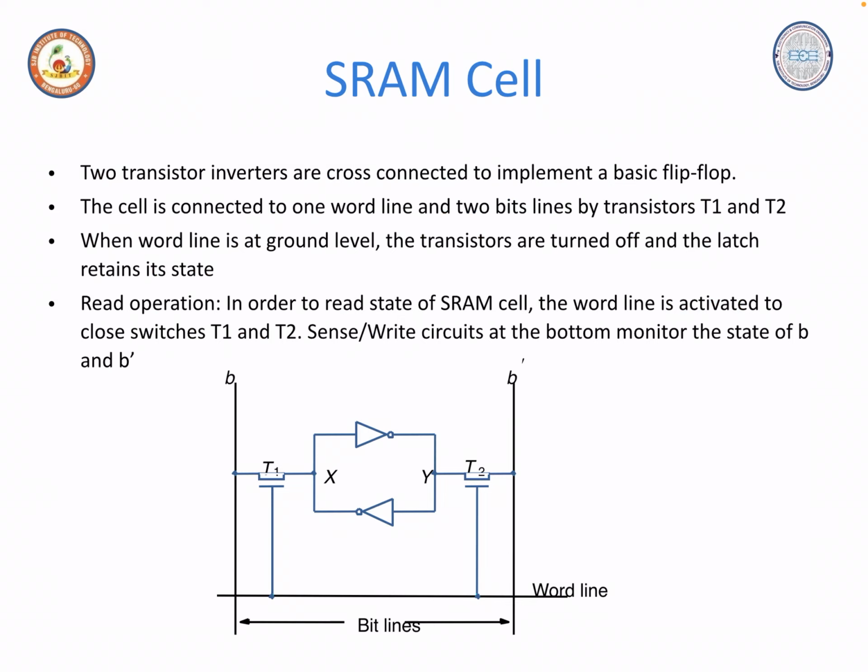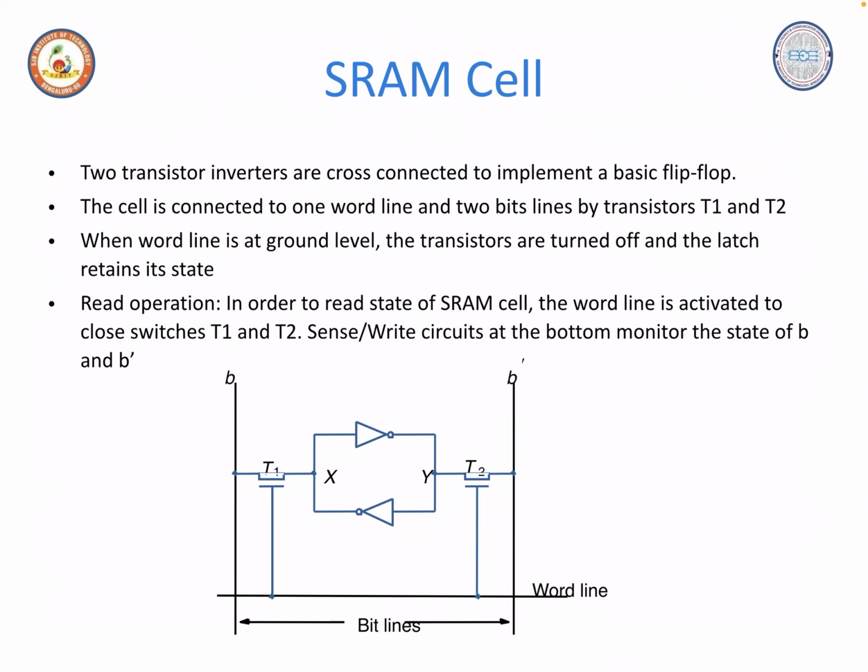These transistors T1 and T2 act like a switch, an on or off switch that can be either open or closed with a control line called the word line. The word line will decide which transistor to turn on or turn off. When the word line is at the ground level, that is at 0 level, the base is given a 0 voltage, which means transistors T1 and T2 are turned off.